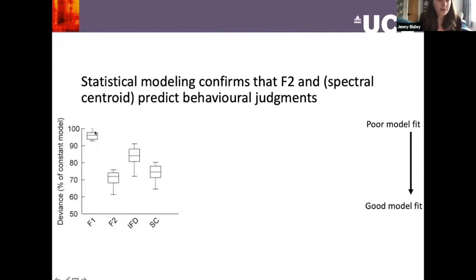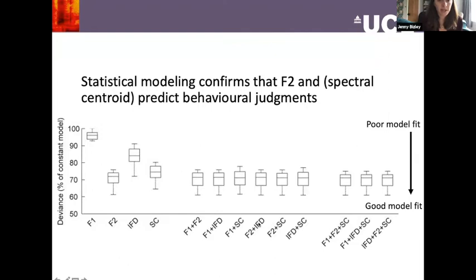So the F1 frequency is poor at predicting the animal's behavior. The F2 predicts it quite well. The interformant distance, which does not correlate with the F2, explains it a little bit better than the F1. Spectral centroid, which correlates with the F2, also does a reasonable job of explaining the animal's behavior. We can create increasingly more complex models, but in this case, they don't actually buy us any more explanatory power. So a model that includes just the second formant frequency really does a good job of explaining the ferret's behavior.